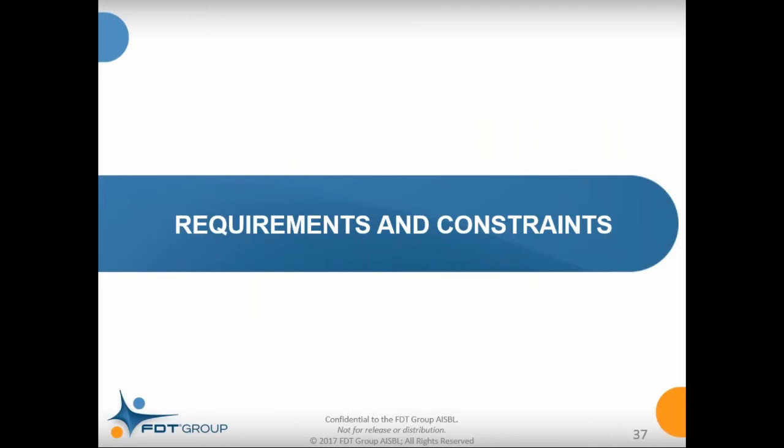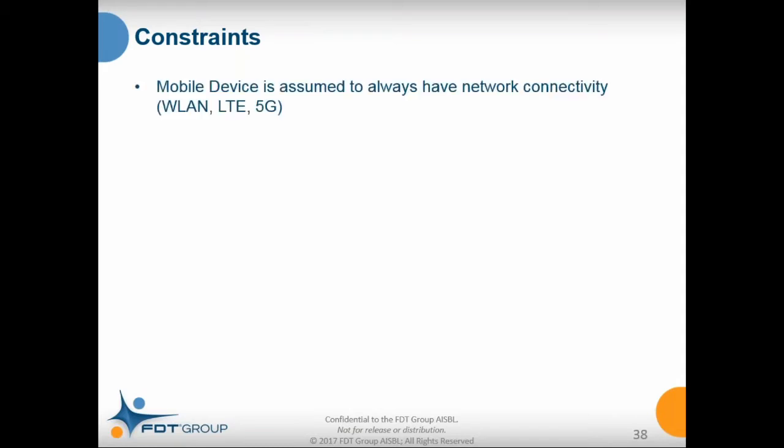First, let's talk about the constraints. So we assume that the mobile devices will always be connected to a server. So we will always have network connectivity via wireless LAN or LTE or 5G, any kind of network. So this is a primary constraint here.